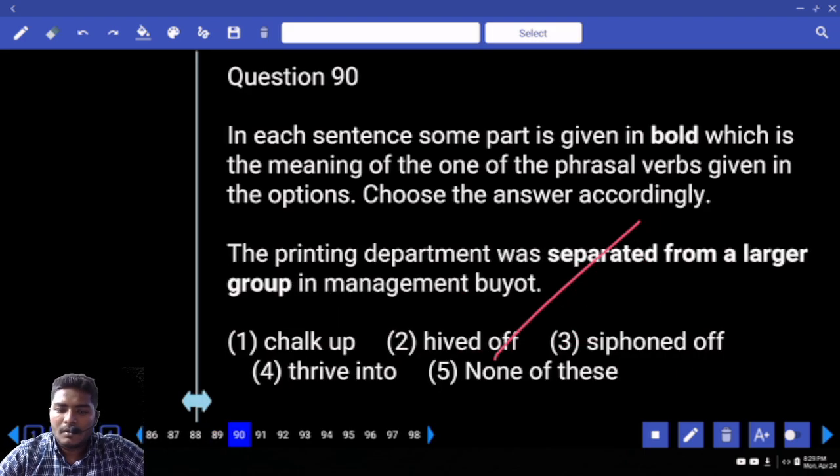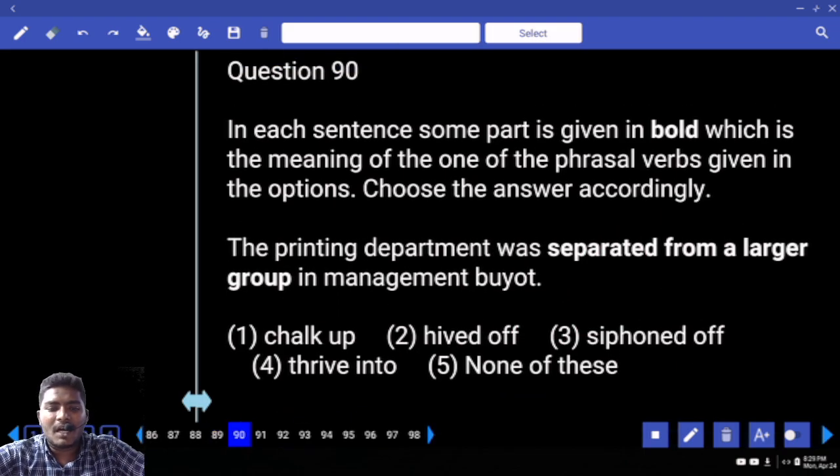Move to 90. The printing department was separated from a larger group in a management buyout. Separated from a larger group. Look at the first one. What is the first word? Chalk up. Write down the meaning. Chalk up means to achieve something.